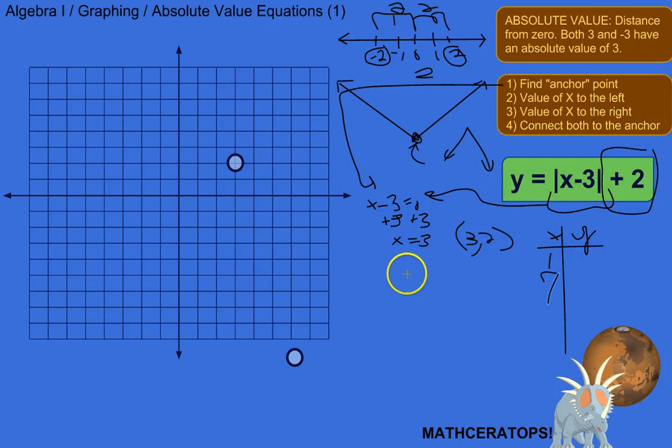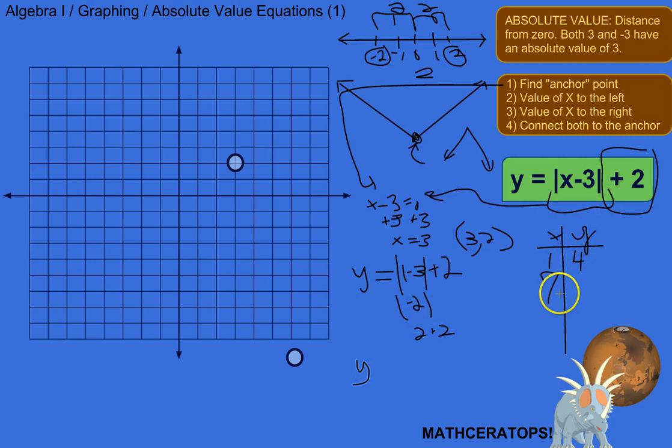So this first one, y equals the absolute value of x minus 3, but x is going to be 1, so 1 minus 3, and then plus 2. So do the stuff inside of the absolute value first. 1 minus 3 is negative 2. The absolute value of negative 2 is 2, and then we have our plus 2. So 2 plus 2 is 4. So y will equal 4 when x is 1.